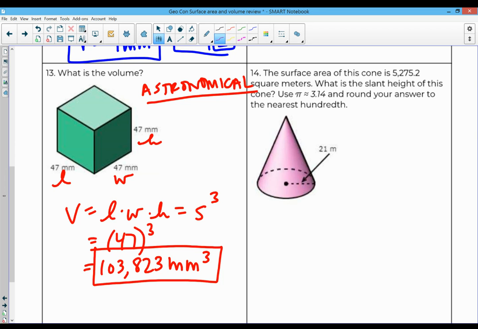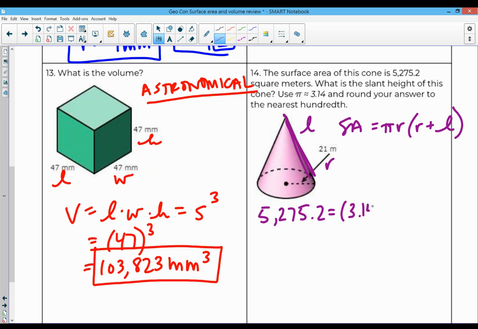All right, and then finally our last one, the surface area of this cone. Okay, so back to that, surface area of this cone, our formula, pi r times r plus L. Same thing, so this is r, and we have to find L. So 5,275.2 equals 3.14 times 21 times 21 plus L.